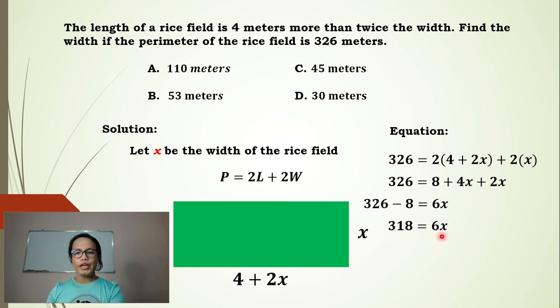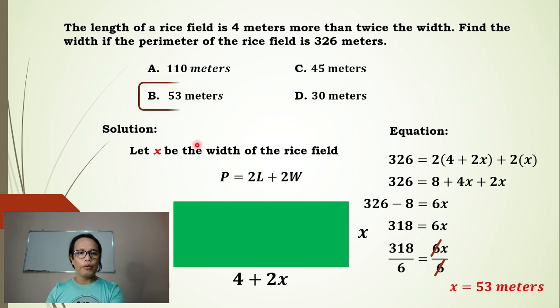Now to solve for x, we divide both sides by 6, since we are only going to solve for the value of x, which is the width. So this time, we divide 6 at the right side of the equation and of course 6 at the left side of the equation. So we can cancel out the 6, then 318 divided by 6 is of course 53. So our x therefore is equal to 53 meters. So the width of the rice field is 53 meters. So our correct answer is letter B, 53 meters. So let's proceed to the next example.